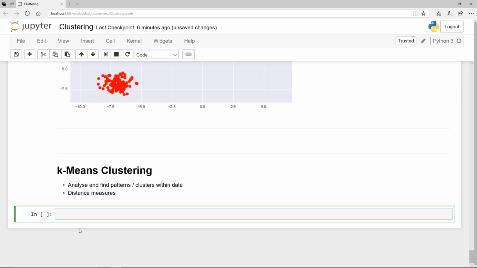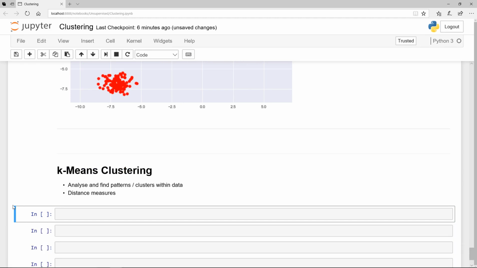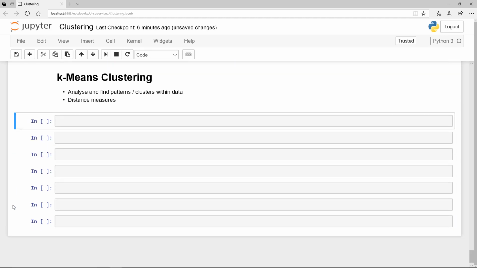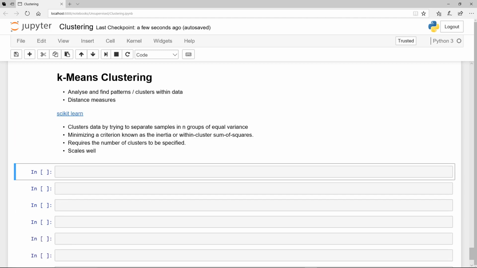What exactly is k-means clustering? Now, k-means clustering is really another unsupervised machine learning algorithm. What it does is that it analyzes and finds patterns or clusters within the actual data itself. It works on what you would call a distance measure. A little bit more in terms of the description that's provided from the scikit-learn library.